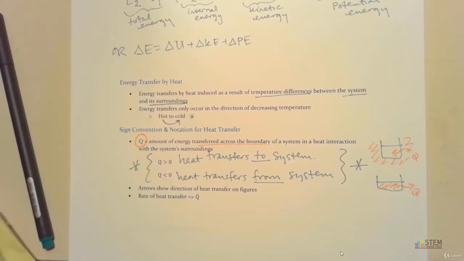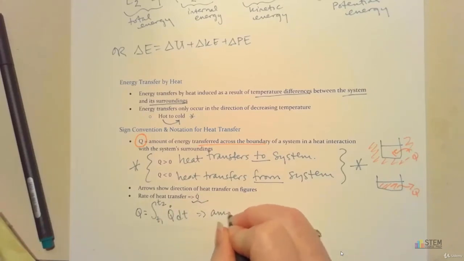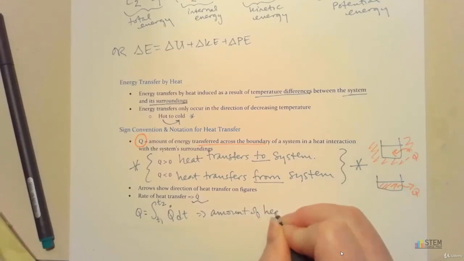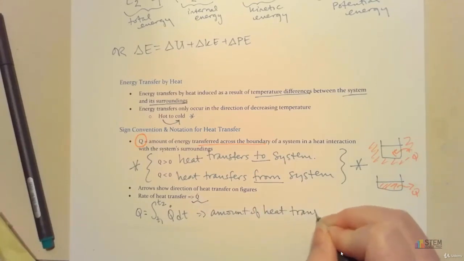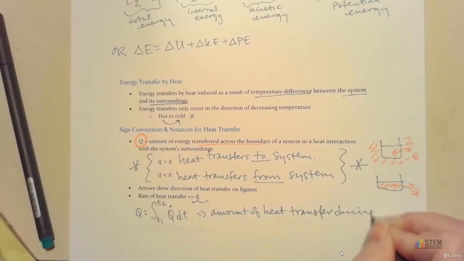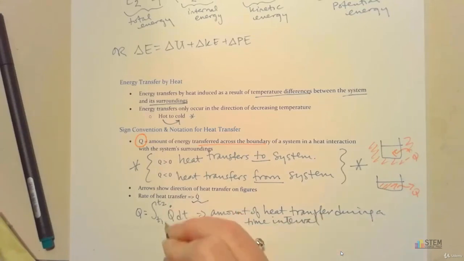Now that we have that done, our rate of heat transfer is going to be Q dot. Remember that the dot just indicates a rate. And we can get Q from that because Q is the integral from T1 to T2 of Q dot dt. This would give you the amount of heat transfer during a time interval, and that time interval would obviously be T2 minus T1.